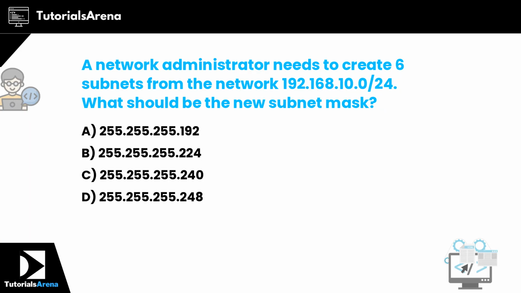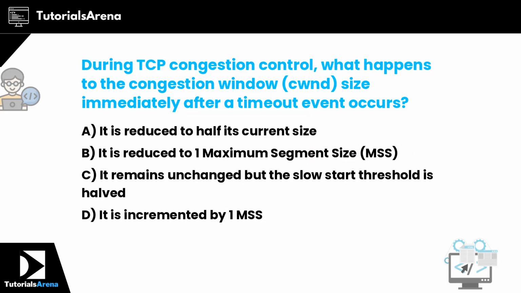A network administrator needs to create 6 subnets from the network 192.168.10.0/24. What should be the new subnet mask? The correct answer is option B, 255.255.255.224. During TCP congestion control, what happens to the congestion window cwnd size immediately after a timeout event occurs? The correct answer is option B. It is reduced to 1 maximum segment size, MSS.